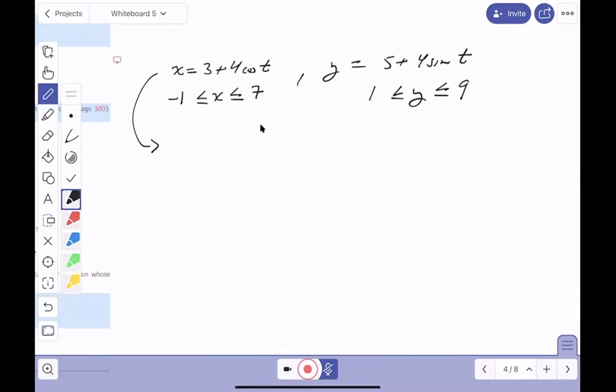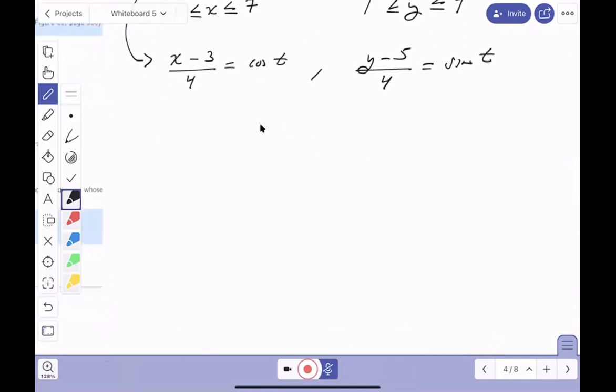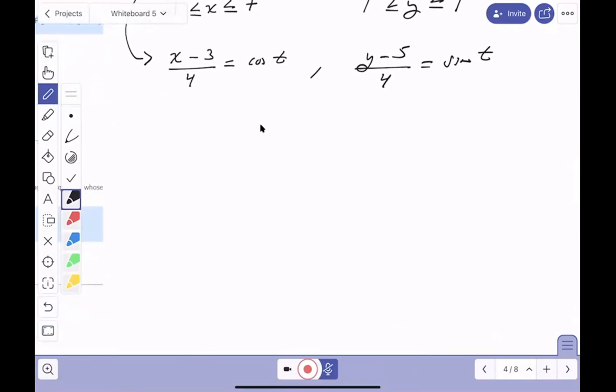So what I would probably do, and I know what some students might want to do, they want to use arc functions to solve for t. I don't think I want to do that. What I want to do is solve for cosine. So it's going to be (x minus 3) over 4 equals cosine of t. Let me write this one. It's going to be (y minus 5) over 4 equals sine of t. All right. So what am I going to do now? I'm actually going to square both sides.